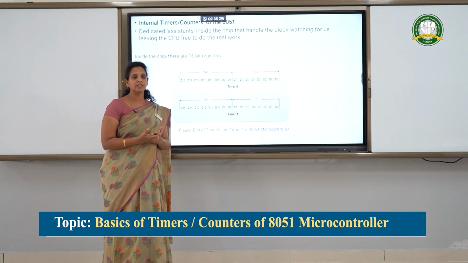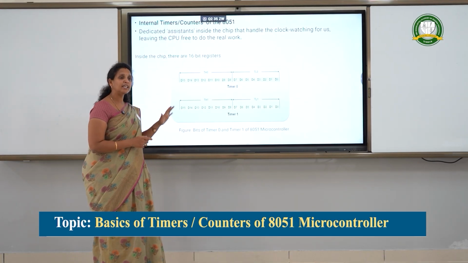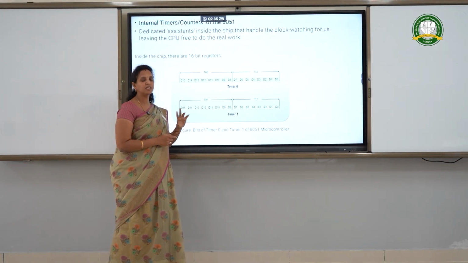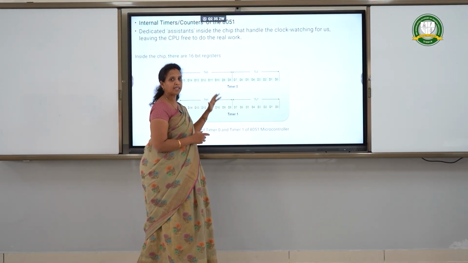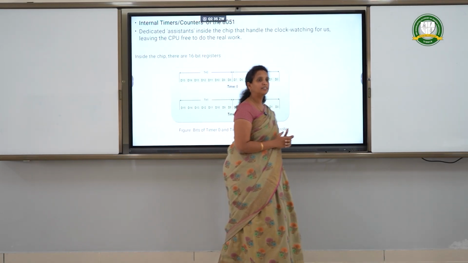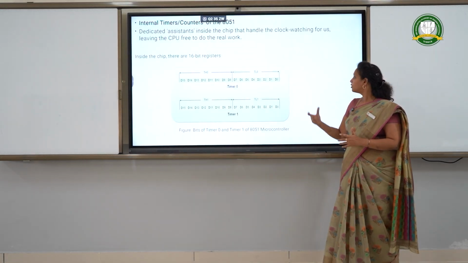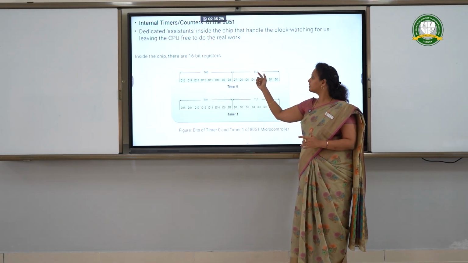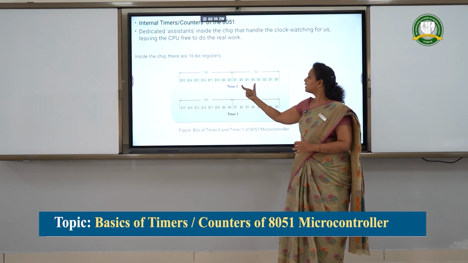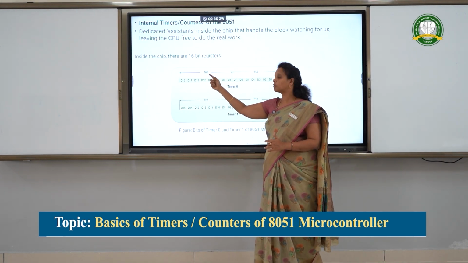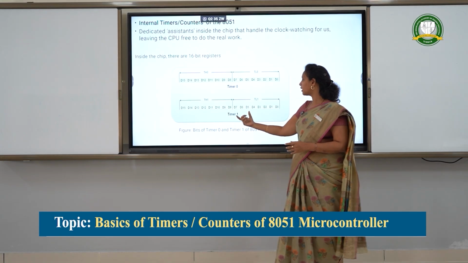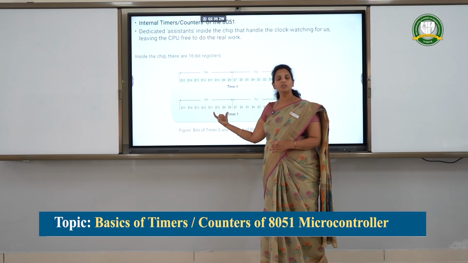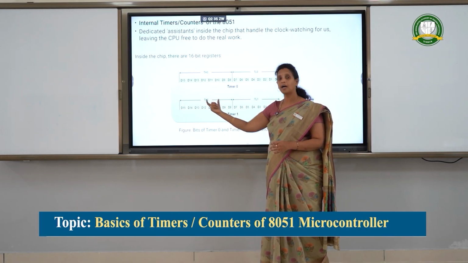Basically, there are two timer registers which are 16-bit registers. The same registers can be used as counters. As shown in the slide here, there are two basic timers, timer 0 and timer 1. Both are 16-bit registers. In timer 0, the lower 8 bits are said to be timer 0 lower byte, and the higher 8 bits are timer 0 higher byte. Similarly, in timer 1, the lower 8 bits are timer 1 lower byte, and the higher 8 bits are timer 1 higher byte.